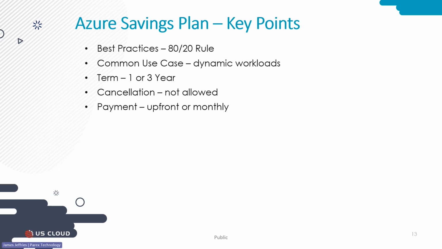Important point with savings plan, it's a 1 or a 3 year term and you cannot cancel it. So we don't want to overcommit to savings plan. You can always add additional savings plans later on to cover new resources. We don't want to overcommit. And just like RIs, payment can be upfront or monthly, there is no discount on either one of those options.